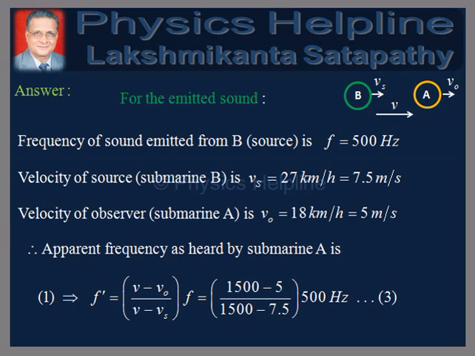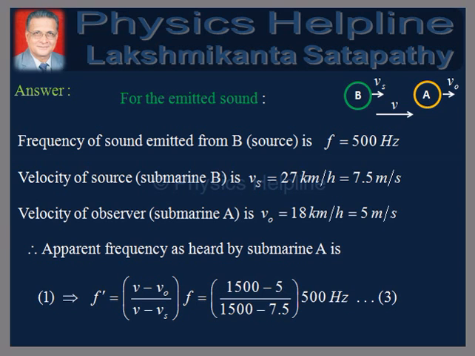Now for the answer. For the emitted sound, frequency of sound emitted by submarine B is given as f equal to 500 Hz. Velocity of source Vs is equal to 7.5 meters per second, and velocity of observer, which is submarine A, is Vo equal to 5 meters per second.